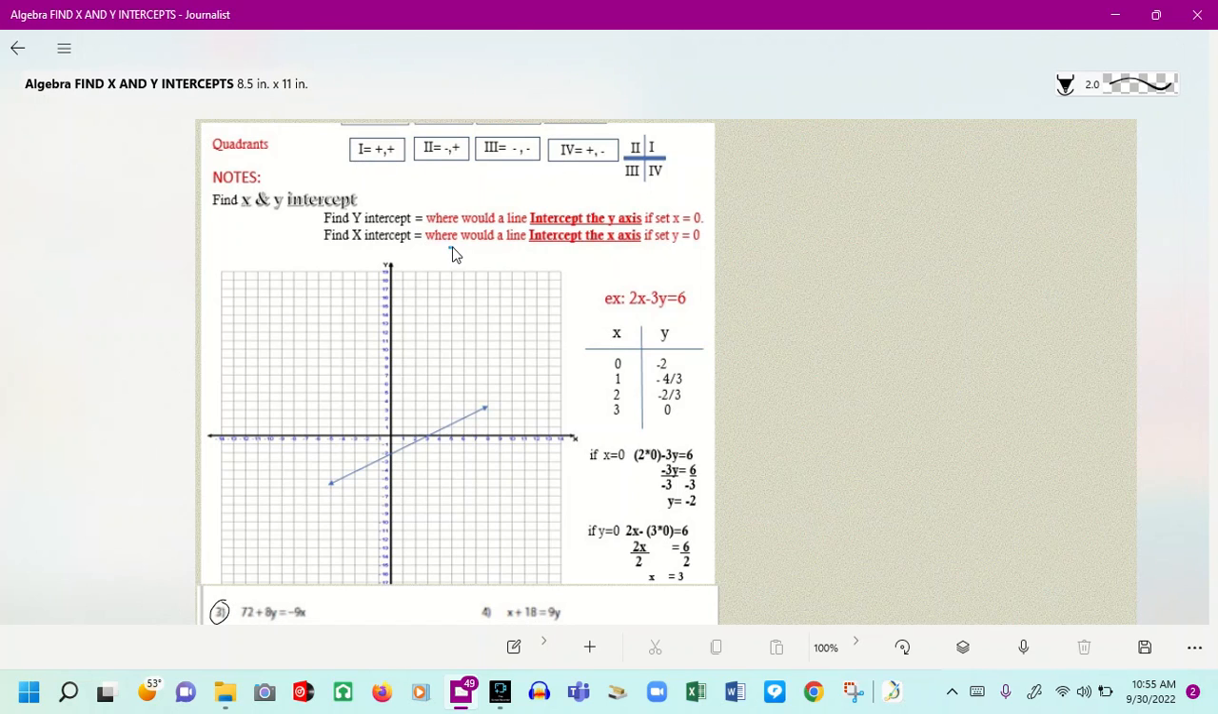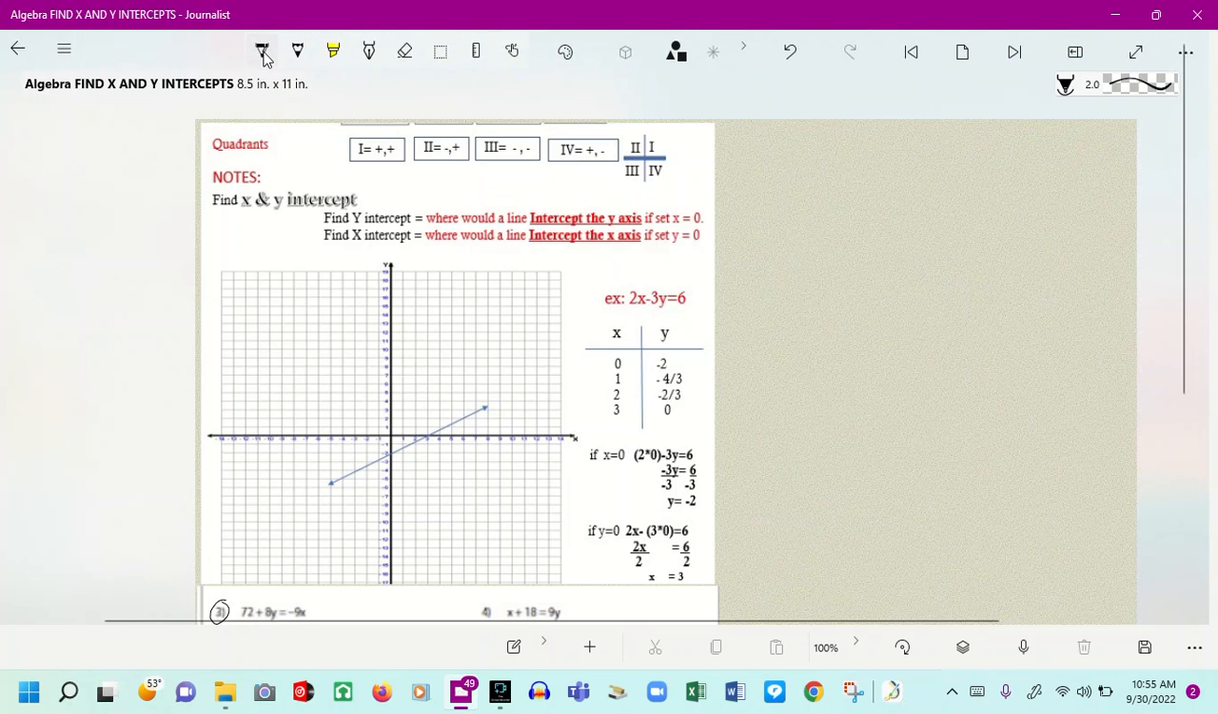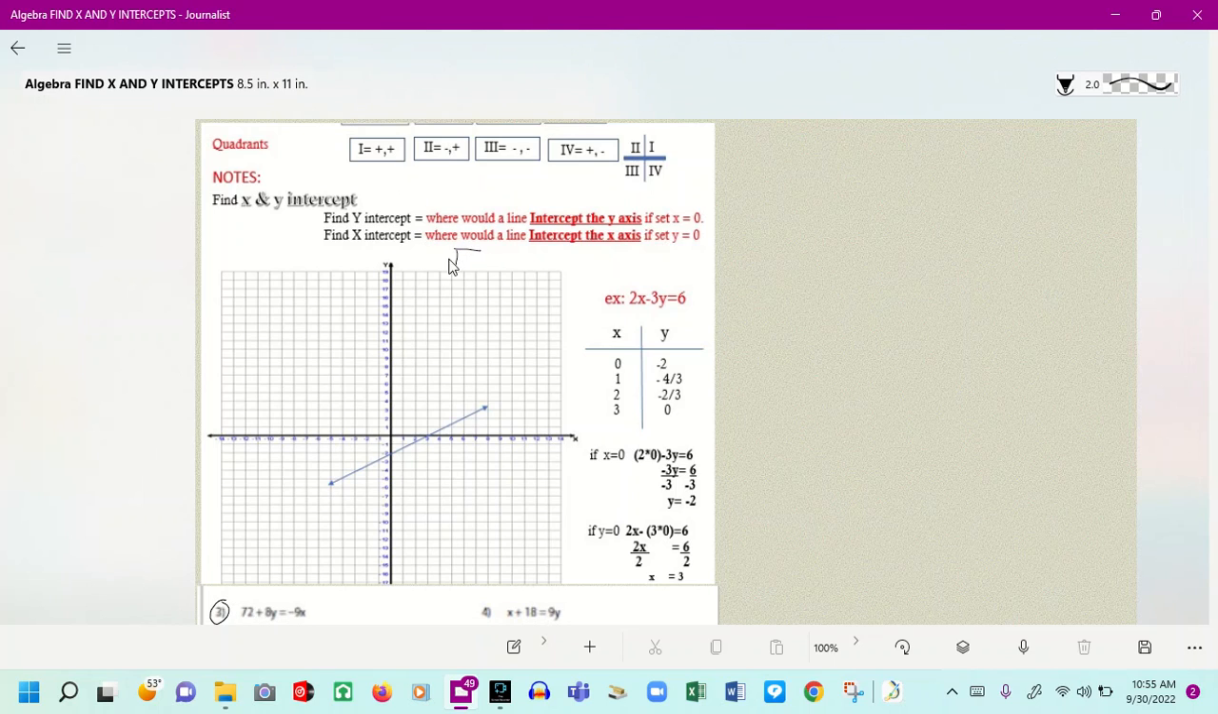We must be able to name our quadrants quickly. We do know the top right quadrant is quadrant 1. Top left quadrant is quadrant 2. Bottom left quadrant is quadrant 3. And the bottom right quadrant is quadrant 4.